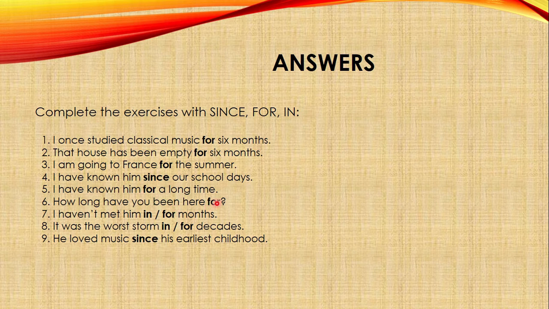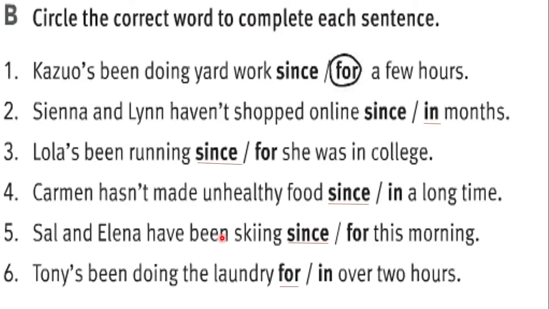Is duration of time. I haven't met him in or for months because it's negative with the present perfect. It was the worst storm in or for decades. You can use in or for followed by superlative. He loved music since his earliest childhood. Él amó la música desde su niñez, desde su primera niñez. Since, event in time. Okay? So that was the use of since, for and in, don't forget. So look at the examples.